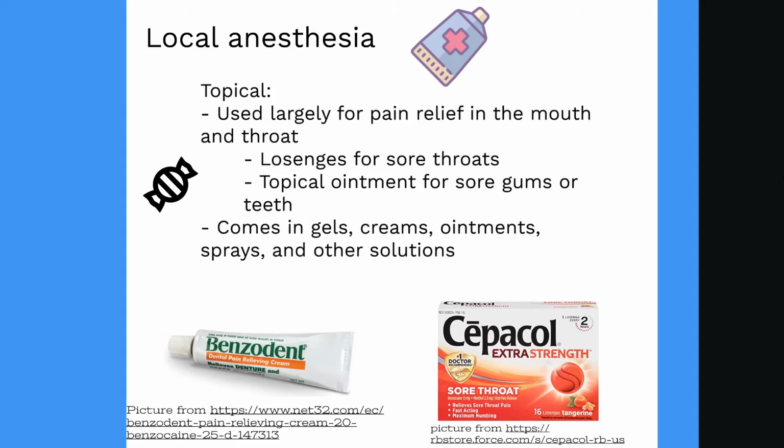Benzocaine is still relevant as a topical local anesthetic. It is used largely for pain relief in the mouth and throat and comes in many different forms including lozenges for sore throats and topical ointment for sore gums.